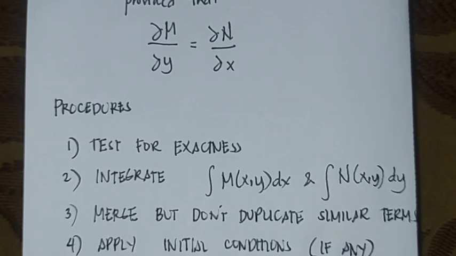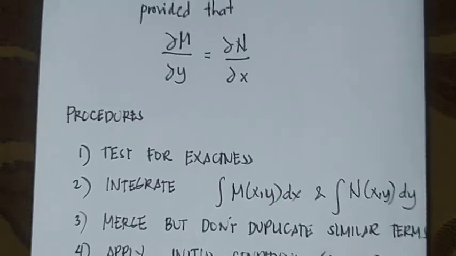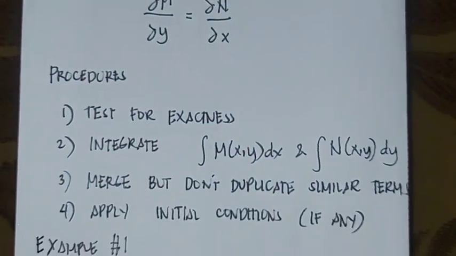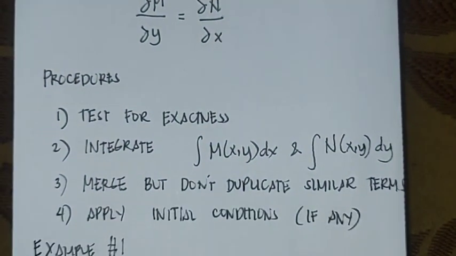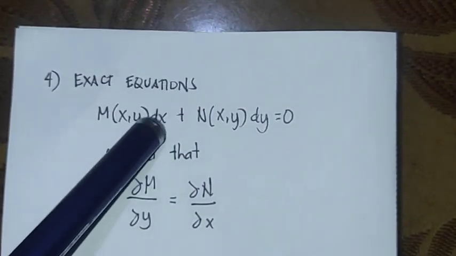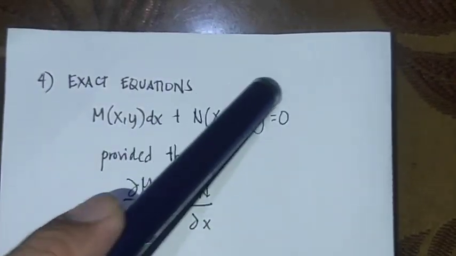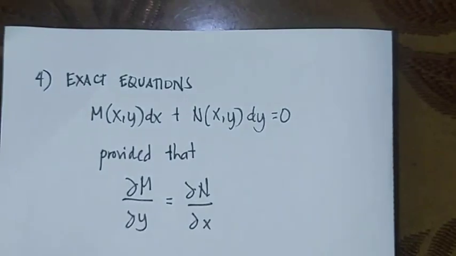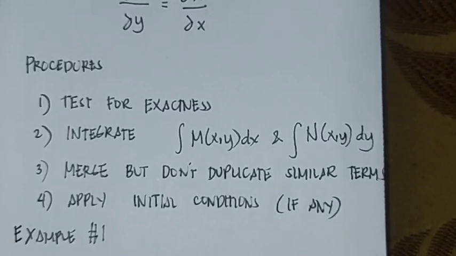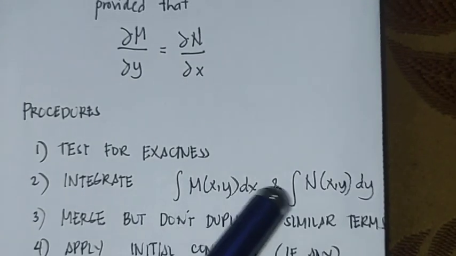Then, after testing for exactness, integrate mo siya. Integrate mo yung, di ba may napili kang M. Ito yung M mo, ito yung function of M, ito yung function of N. Sabi dyan, integrate M of x,y dx and integral ng N of x,y dy. So, ito yung magiging integral ng M of x,y dx, ito yung magiging integral ng N of x,y dy. So, integrate mo daw yon. After integrating, i-merge mo. Pero don't duplicate similar terms. Ang ibig sabihin sa merge, i-add mo yung magiging sagot dito.